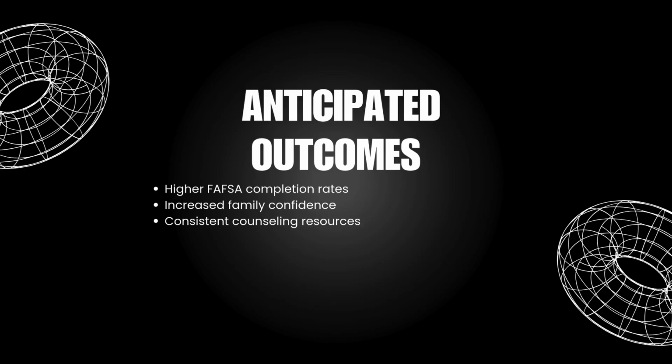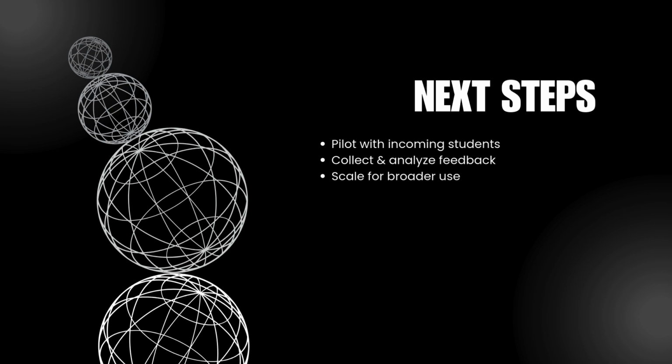The anticipated outcomes include higher FAFSA completion rates, greater confidence among first generation families, and consistent tools for admissions counselors. Together, these outcomes contribute to reducing barriers and promoting persistence at Houston Christian University. The next steps are to pilot the module with incoming students, gather and analyze feedback, and then refine the module. After improvements are made, the module can be scaled for broader use across the institution and potentially even beyond.